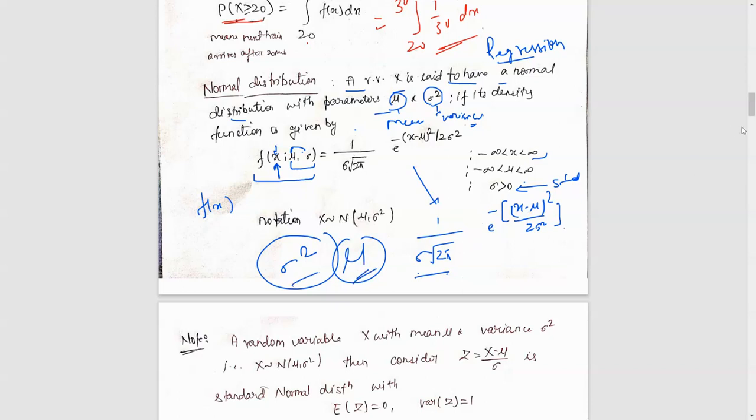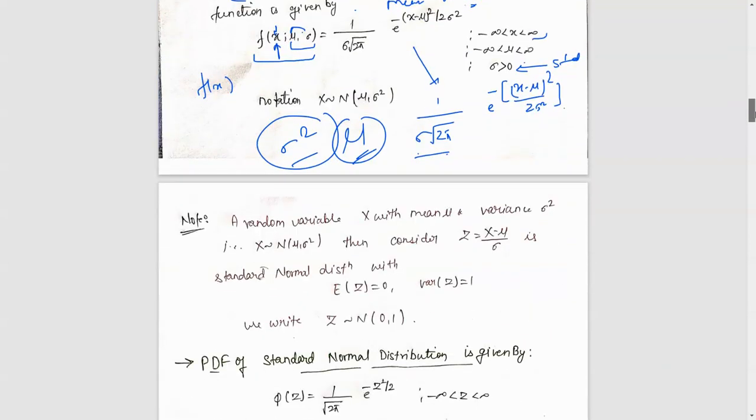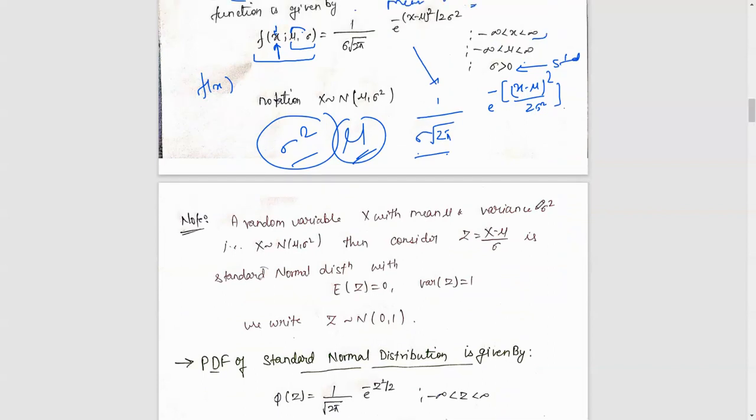Now let's see some of the properties and important points related to this distribution. A random variable x with mean mu and variance sigma square is represented by the notation normal, and then you write mu, the mean, and then sigma square, the variance. These are the two parameters. So we represent any normal distribution by this notation.